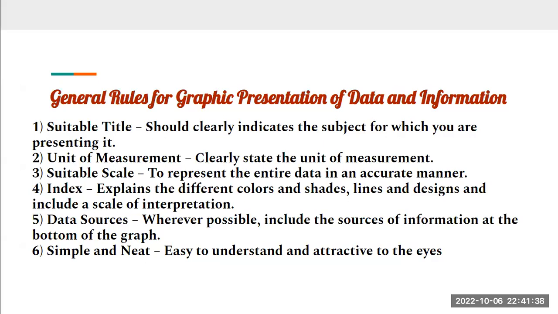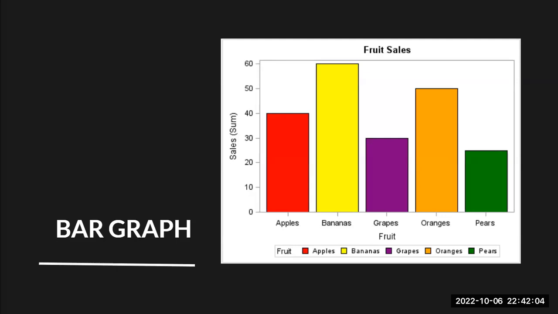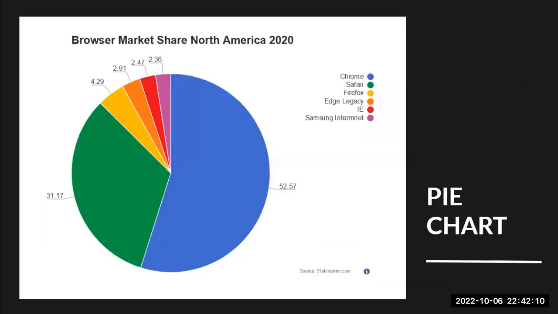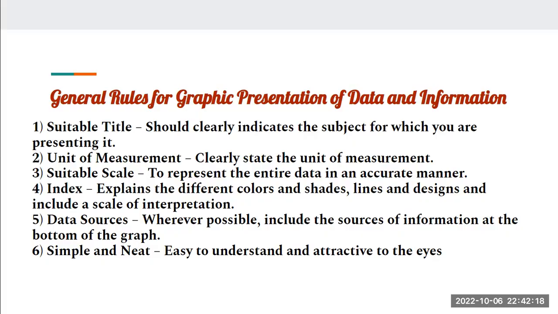General rules for graphic presentation of data. Number one is suitable title. It should clearly indicate the subject for which you are presenting it. So you should put a suitable title on the graph being presented. Just for example, in this bar graph, these are the fruit sales, browser market share North America 2020. So you must put a suitable title.